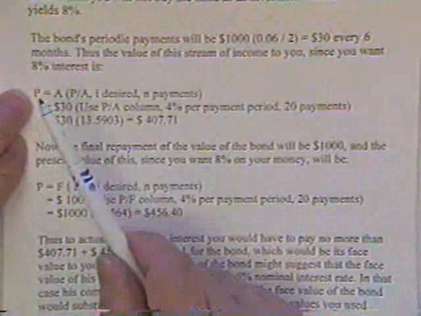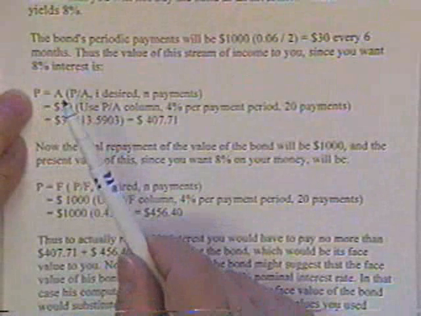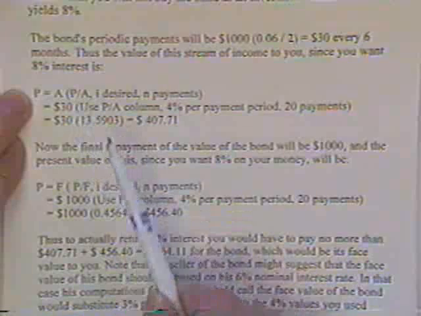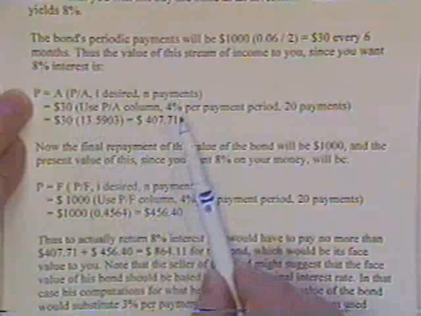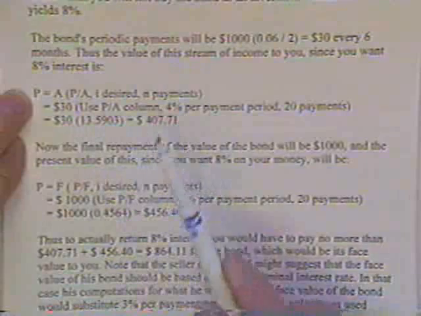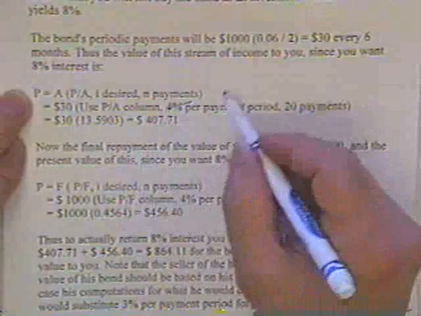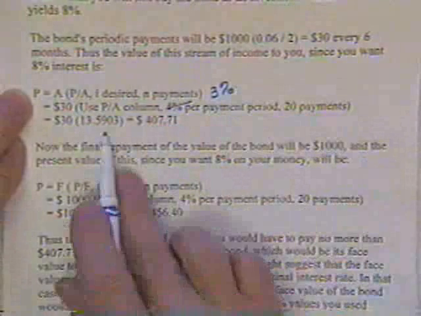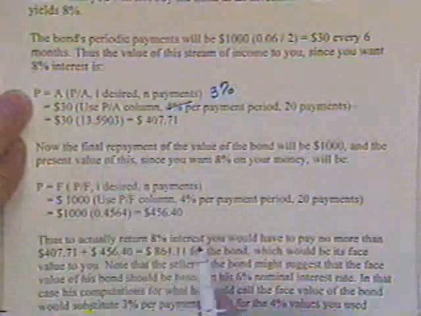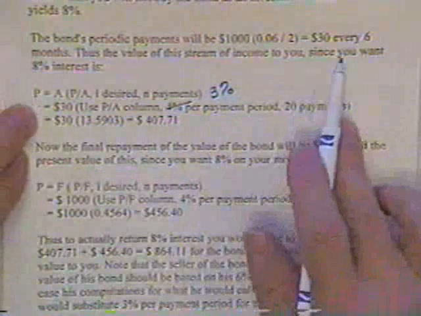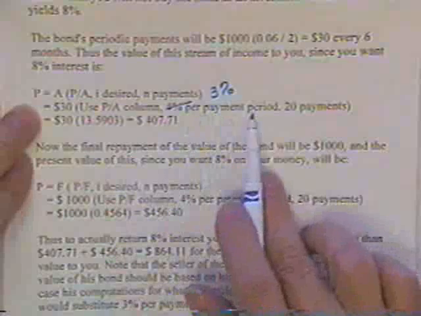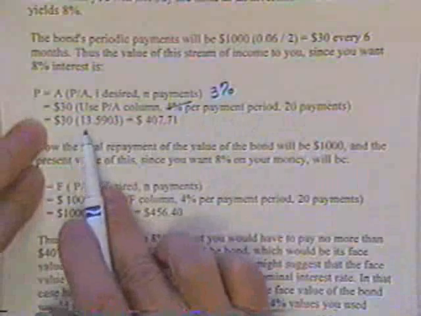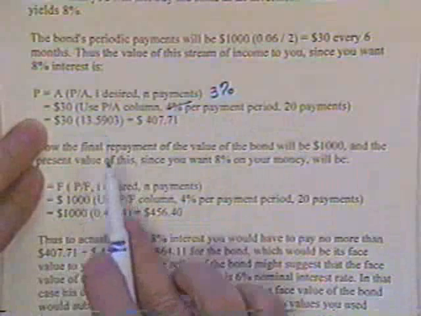The present value of just the interest part is $30, the annual amount. You use the present value of an annuity column. It says 4%. I hope I didn't use 4%. Maybe that's just a typo. Say that's 3%. If you don't get 3% out of this number, well then change it for me. 3% per payment period, 20 payments. That'd be 30 times, hopefully, the 3% number.